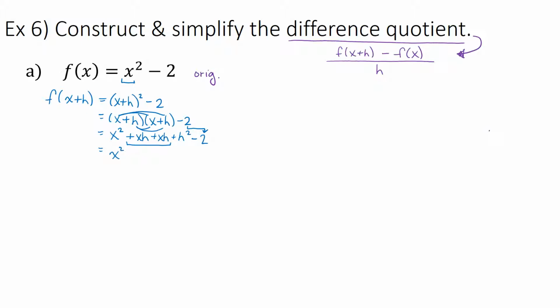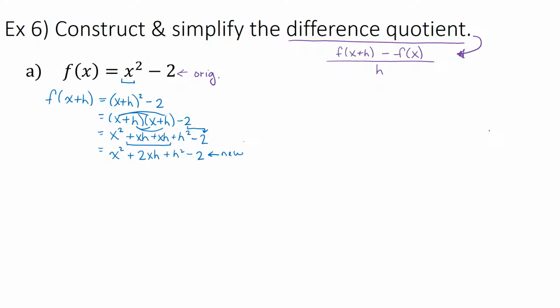We keep the x squared. And now how many xh's do you see? Well, we have 2, so we write it as 2xh. And then we still have plus h squared minus 2. So this is going to be our new function. So we have our original, which is right here, and then we have our new one. So now we just need to simply plug those into the difference quotient.